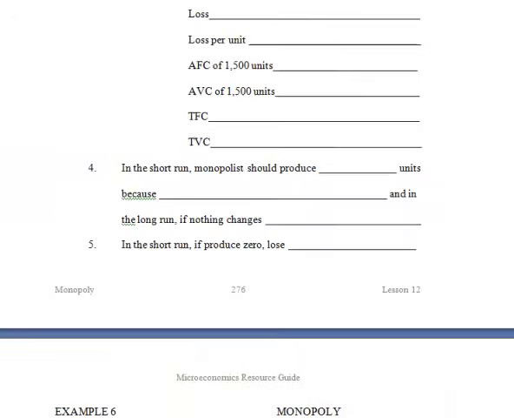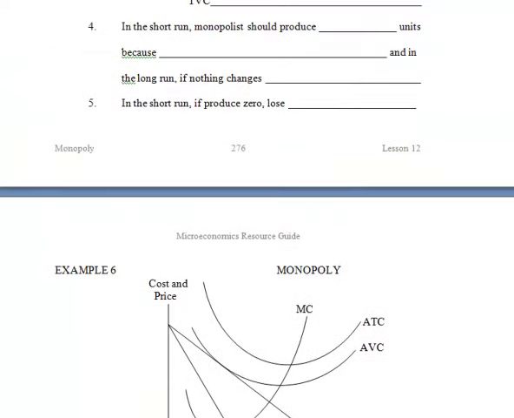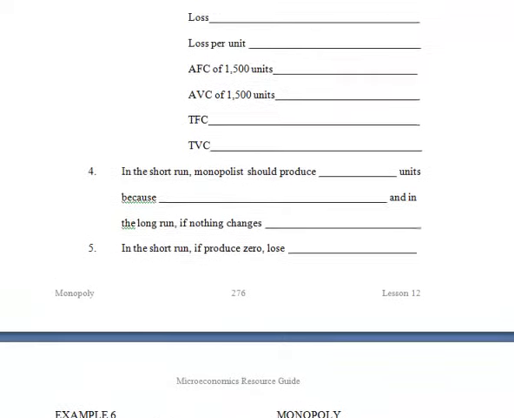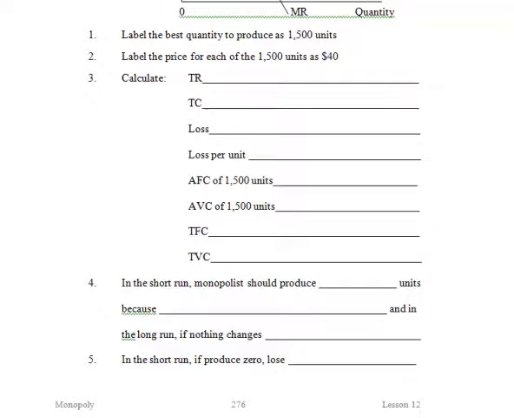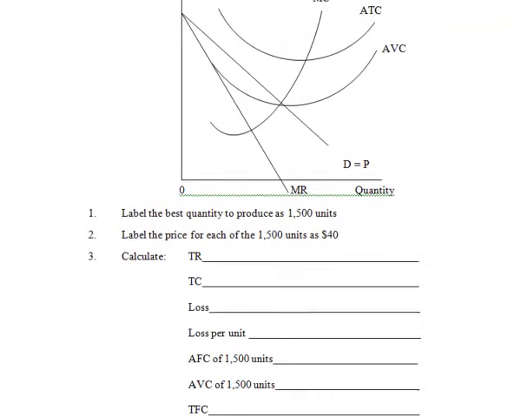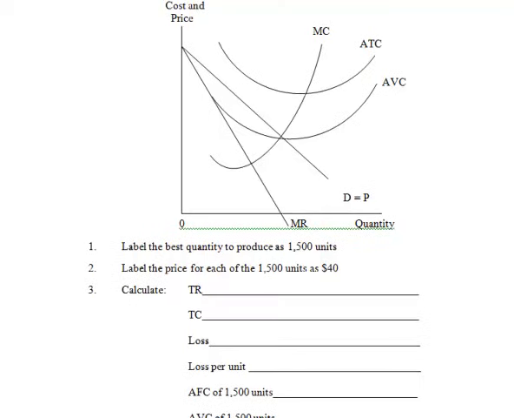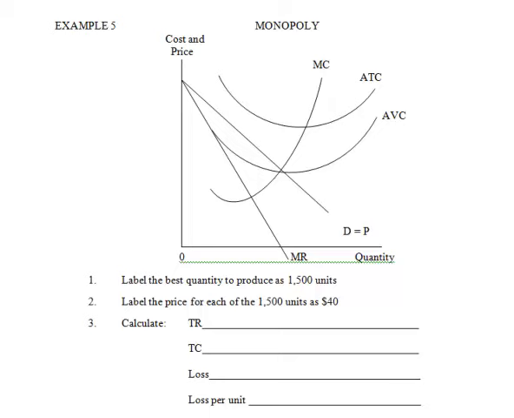Here's a graph of a monopoly. I'd like you to take a moment to look at this and see if you can figure out the answer to the question: are they winning or losing the battle? So what'd you decide? Are they winning or are they losing?